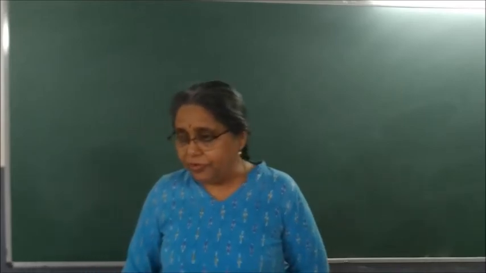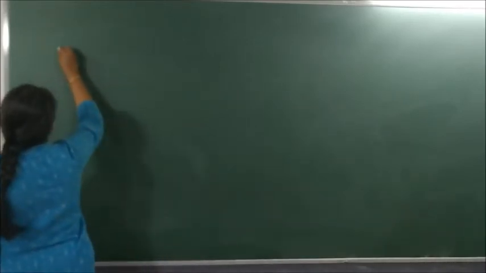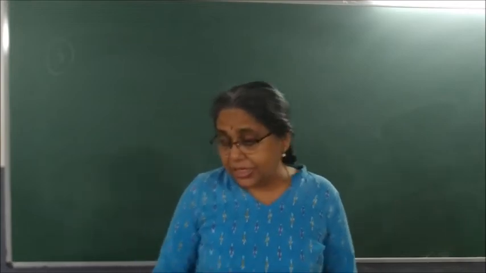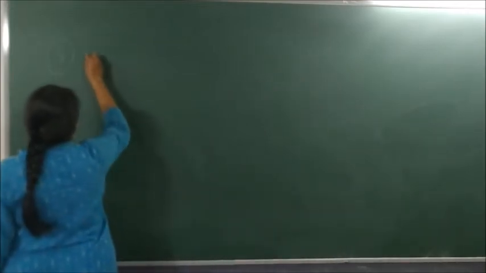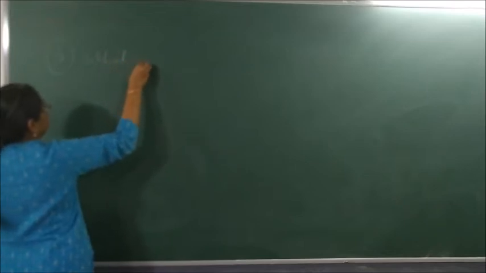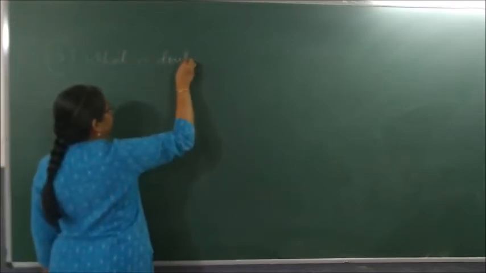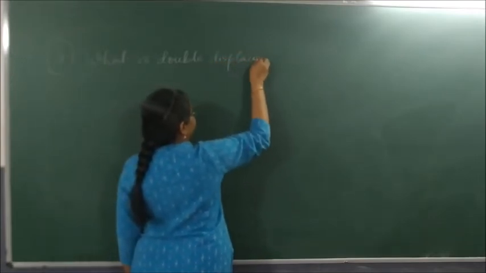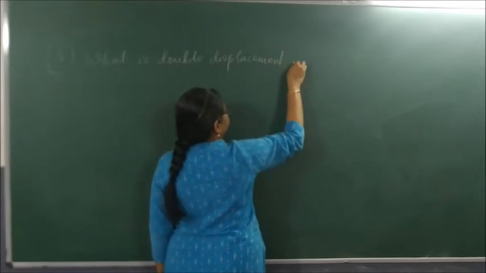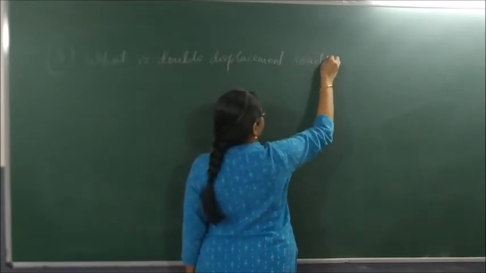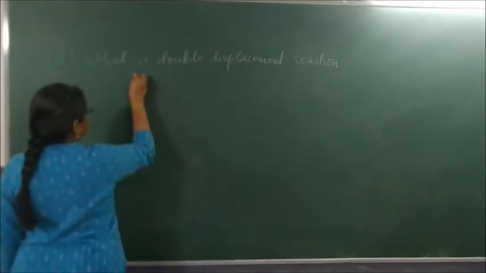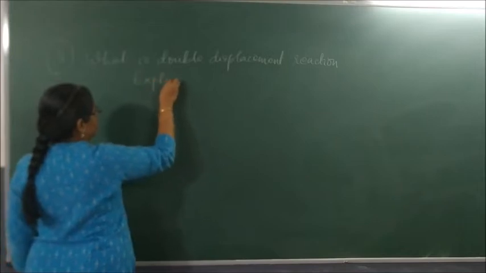The next question, which is carrying what marks? 5 marks, which is section B of your paper. The question says, what is double displacement reaction? Explain with an example. This is one part of the question.